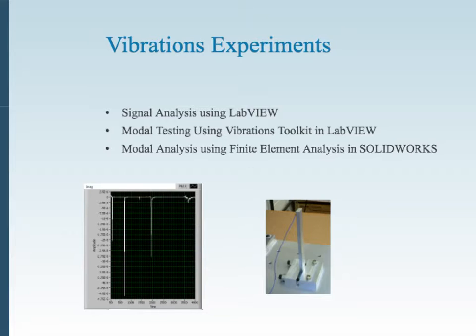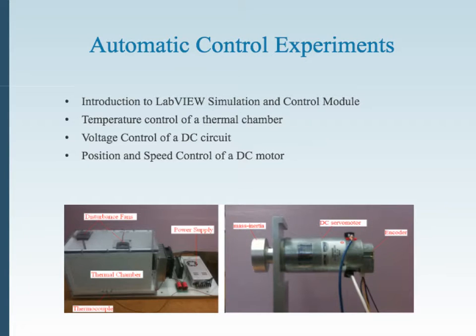In the class, you learn theoretically how you find these frequencies, and in the lab I'm going to show you how experimentally you can find basically these frequencies and mode shapes. We also use finite element analysis in SolidWorks to find the natural frequency and mode shape of this structure using a software. Automatic control experiments are made of 4 experiments.